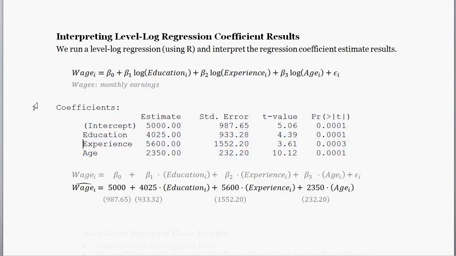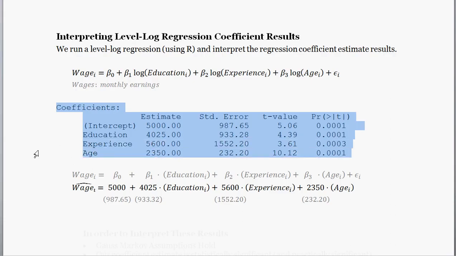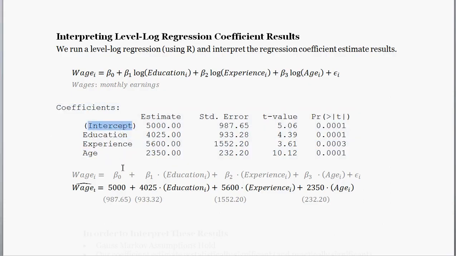This is what a typical R output for running a regression and doing a summary looks like, a portion of it. You have our intercept here, which stands in for our beta naught. That's our estimate of beta naught, this 5,000 estimate. Our estimate under education is our estimate for beta 1, so 4,025. Our estimate for beta 2 is the experience estimate here. And the estimate for beta 3, standing in for age, is this 2,350.